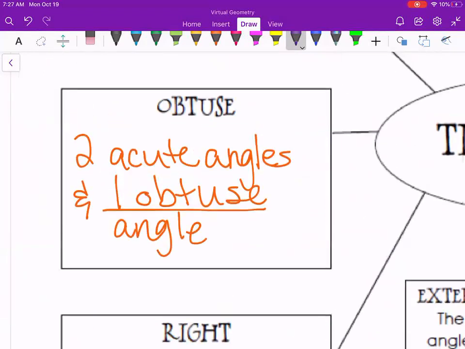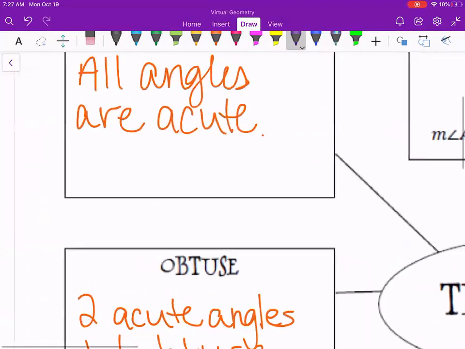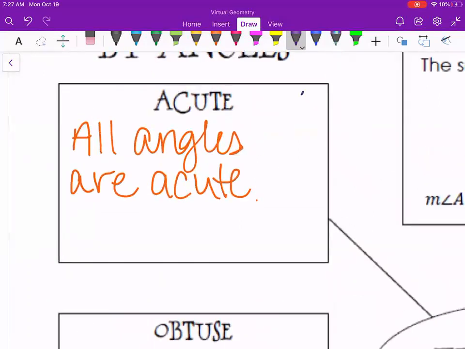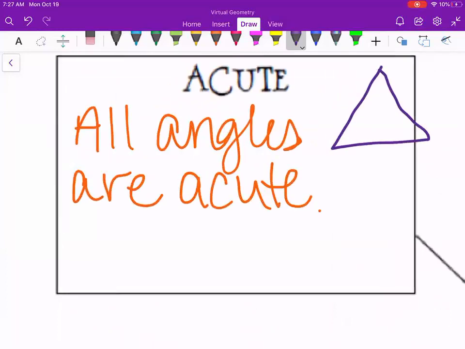For an obtuse, we need at least one angle that is bigger than the other two, that is more than a right angle. So you've got your one obtuse there. And then when we look at acute, all of the angles must be less than 90. Now, I do want to have one little side note here for an acute triangle.